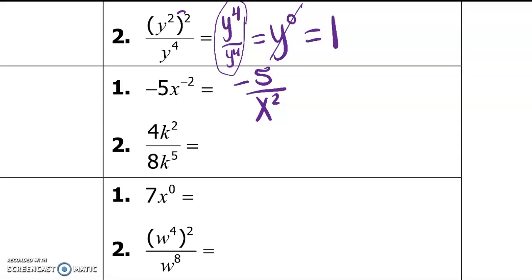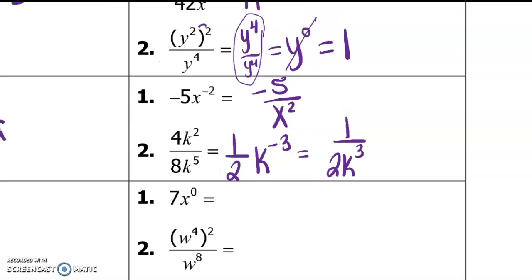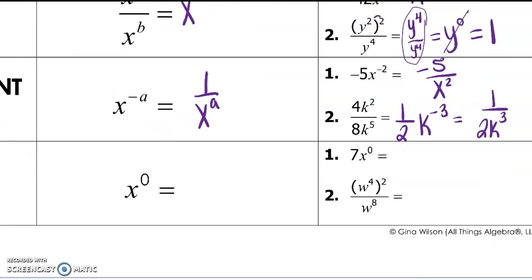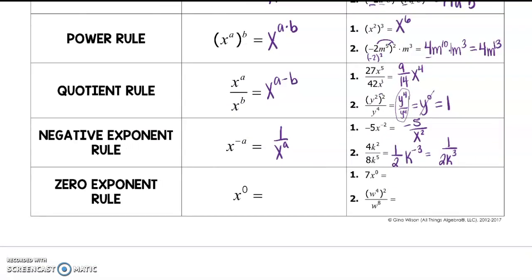Number 2, first we simplify 4 over 8 and get 1/2. Subtract to get k to the -3. So our k needs to go down with the 2, so 1 over 2k to the +3rd. Here's our 0 exponent rule. Anything to the 0 power is 1. And again, we showed why that is up here in number 2.